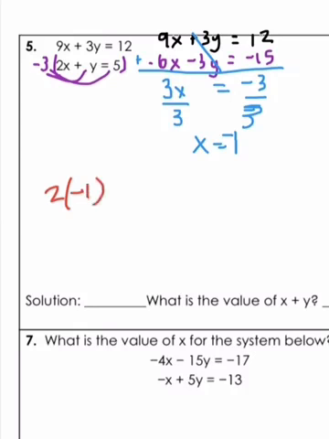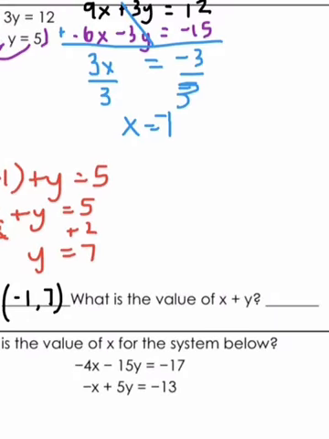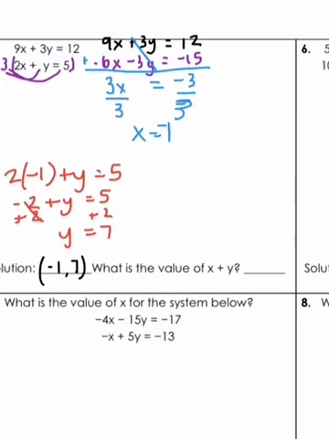2 times -1 plus y equals 5. Add 2 to both sides. So y is 7. So your solution is going to be -1, 7. And then the second part is, what is the value of x plus y? So we're going to add -1 plus 7 to get our answer for that. And so that is going to be 6.